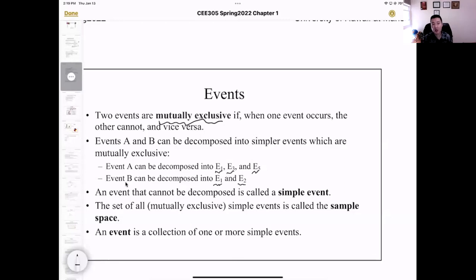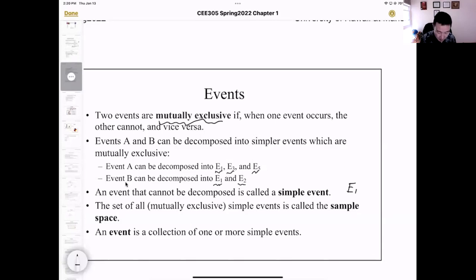An event that cannot be further decomposed is called a simple event. For example, E1 means we observe a 1. We cannot further decompose E1 into even simpler events. So E1 is a simple event.